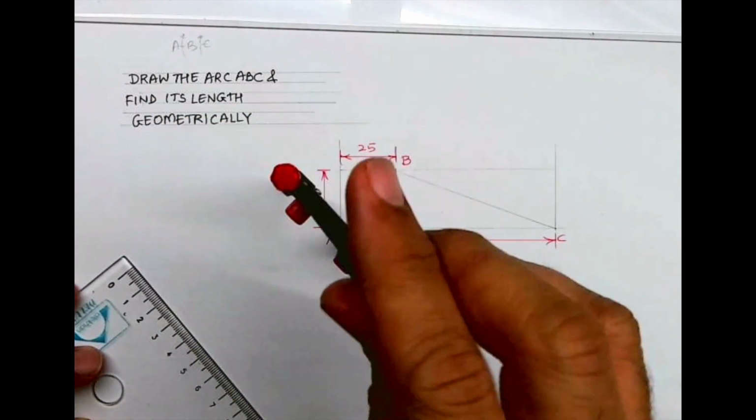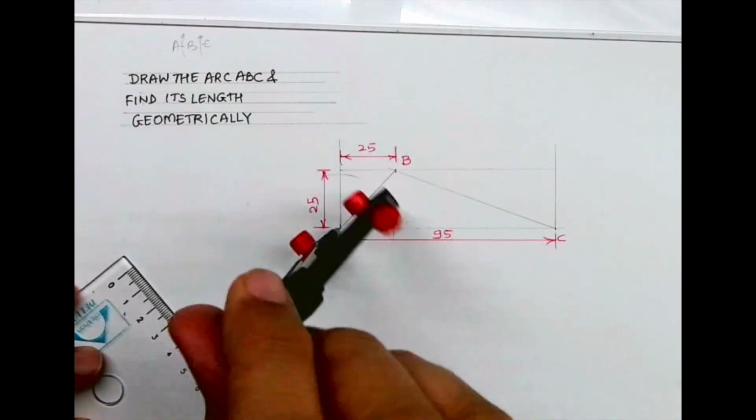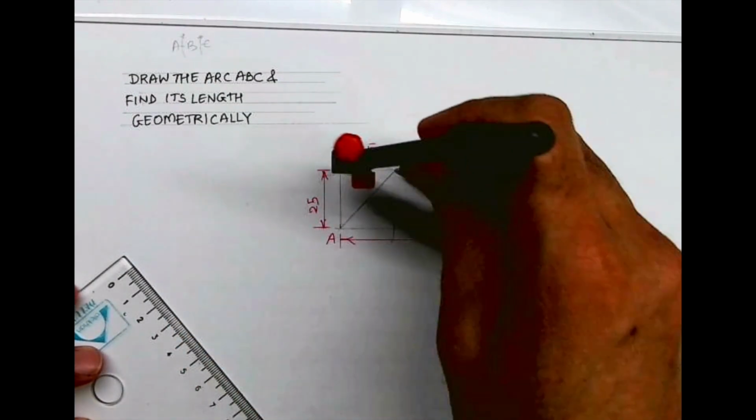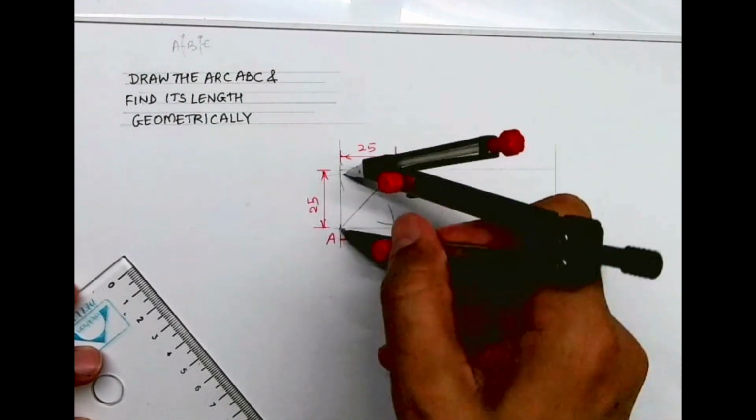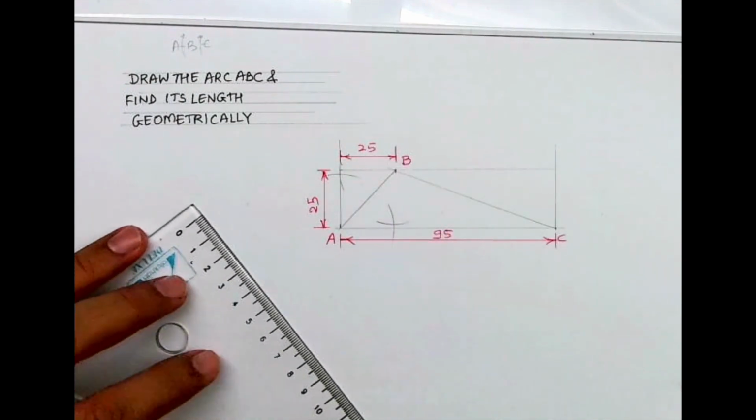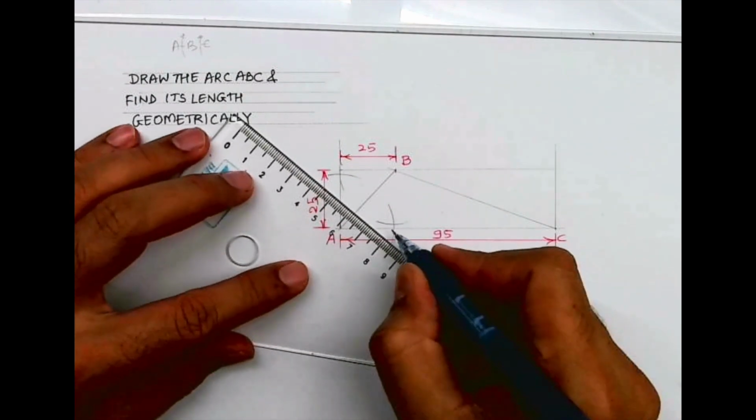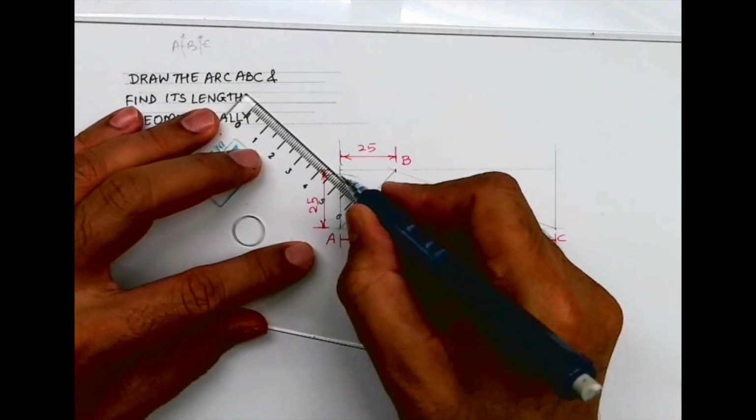From A you take more than half, you cut up as well as down. Same way from B, you cut up as well as down. So this is the bisection of AB.